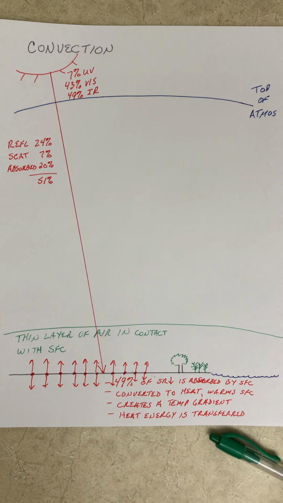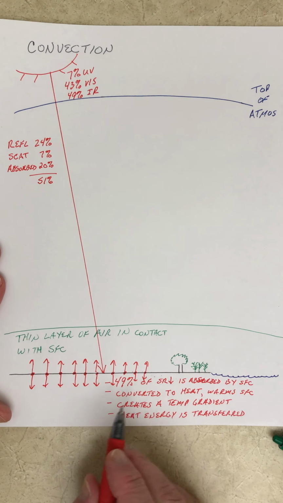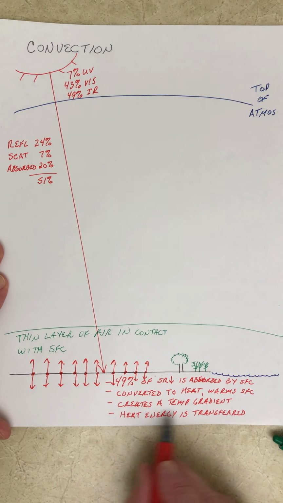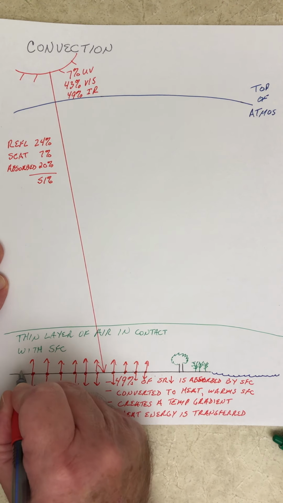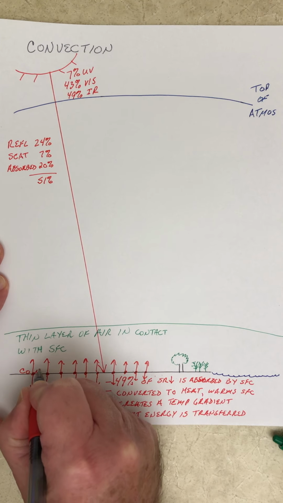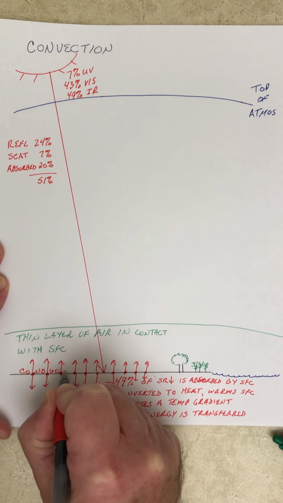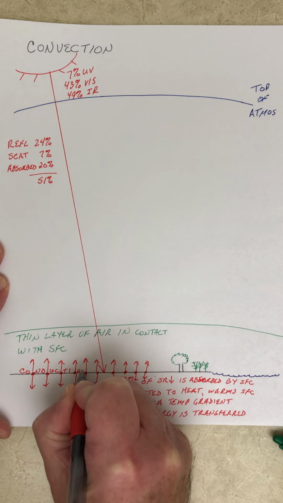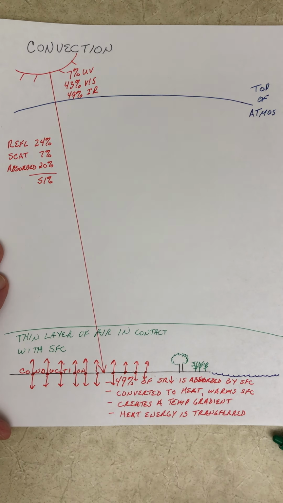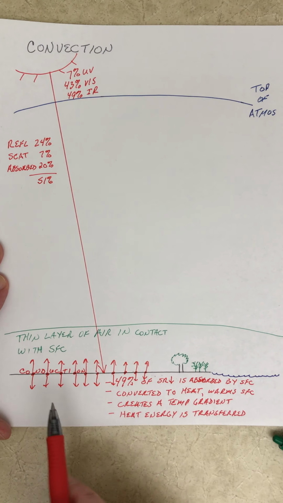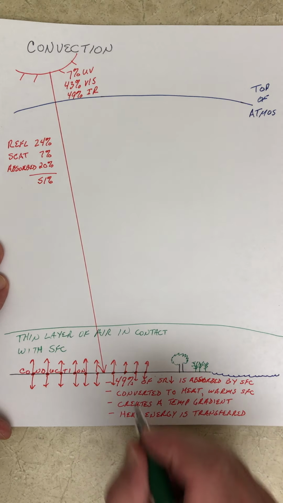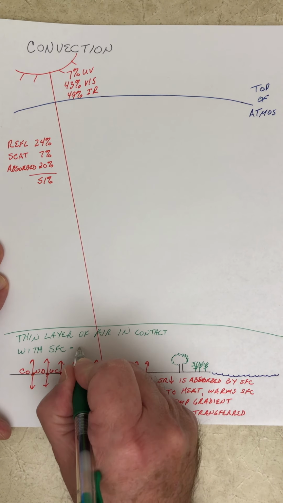And so when we build up this heat energy right at the Earth's surface, okay, that's going to create the temperature gradient. Heat's going to be transferred, and in this particular case, that heat energy is going to be transferred through conduction. Okay. So slow transfer of heat energy from molecule to molecule from the Earth's surface into a thin layer of air that's in contact with the surface.